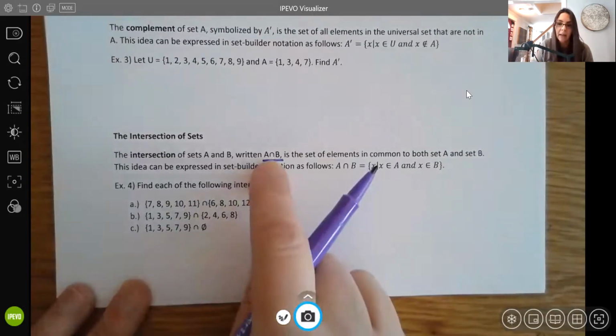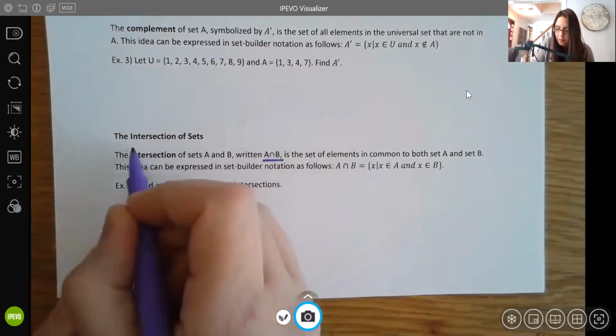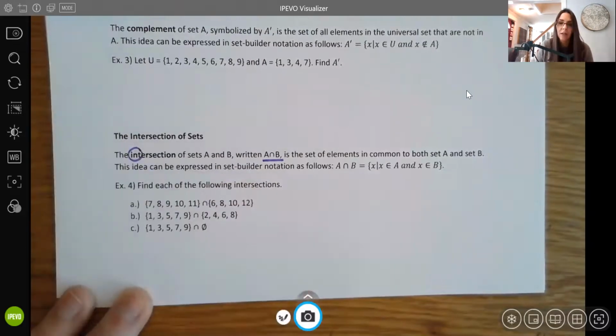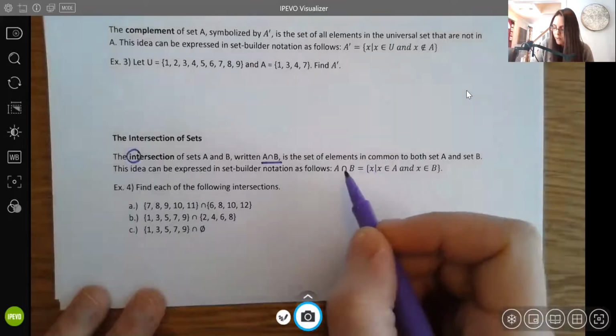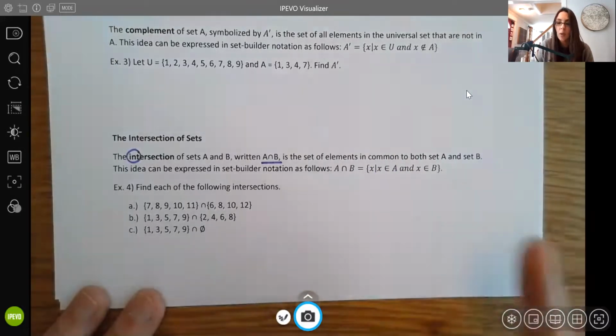It reminds me of an N in a way, so it kind of looks like an N, which helps me correlate it with the word intersection. So that's how I remember it. And what happens is you want the elements that are in common to both sets.